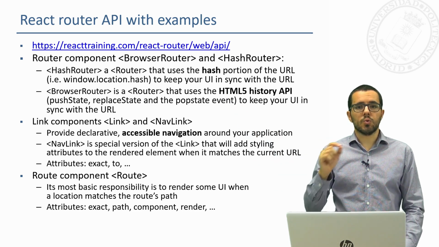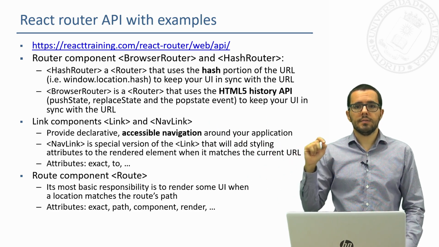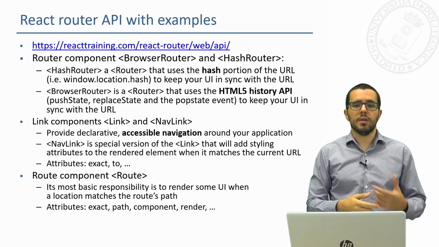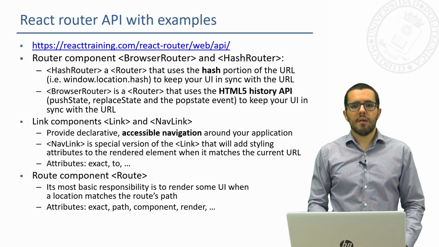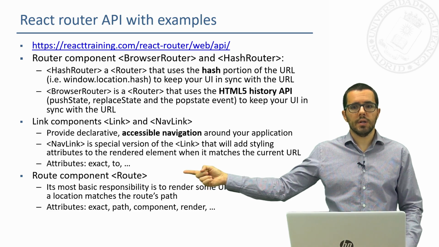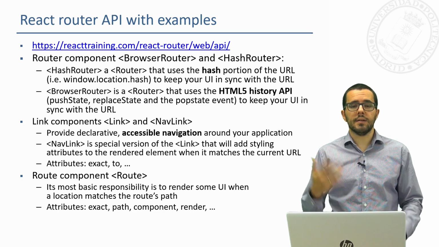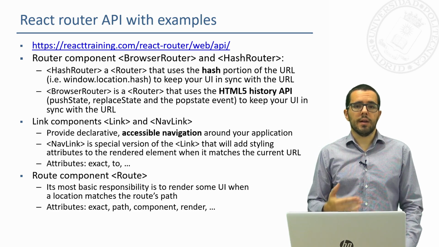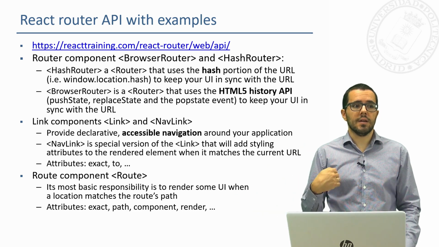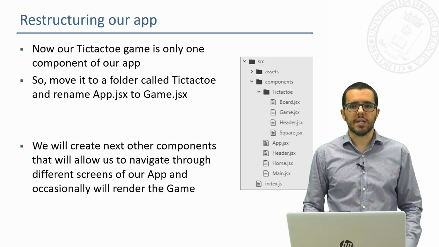The link component is to draw links with link or navlink, very accessible, and that will have different state. For example, the navlink, depending on if the link is selected. And finally, the route is just like this. Don't confuse it with router. It will render different user interface depending on the URL or the routing. So it will render different components or different properties in the components depending on what happened in our application.